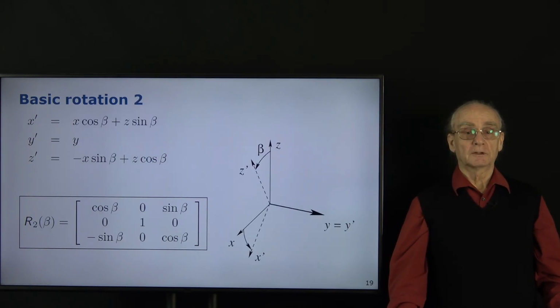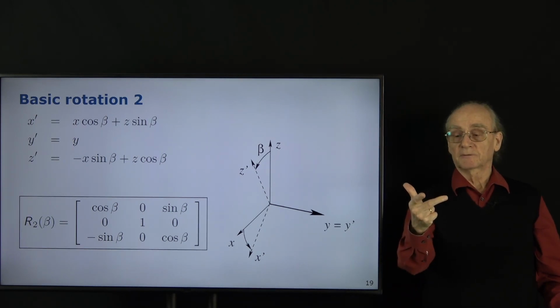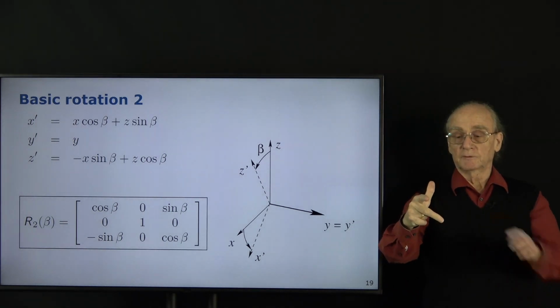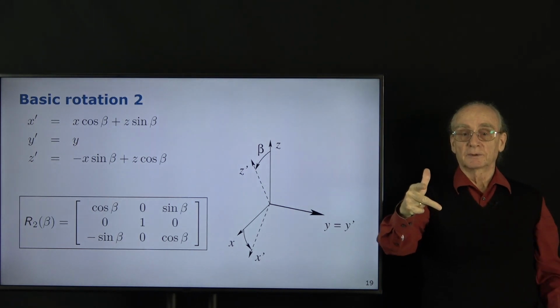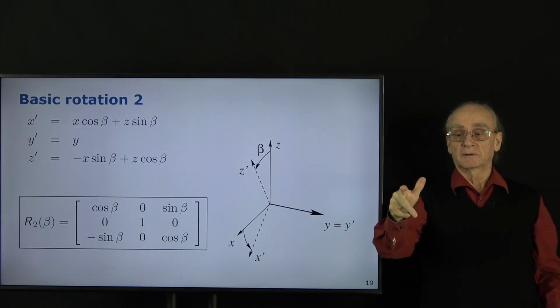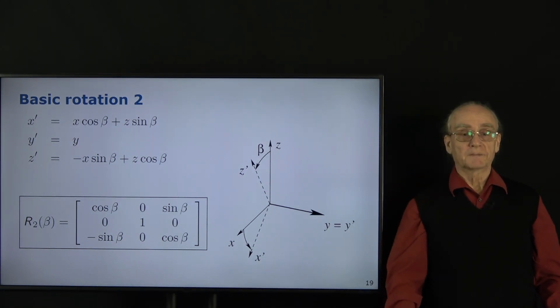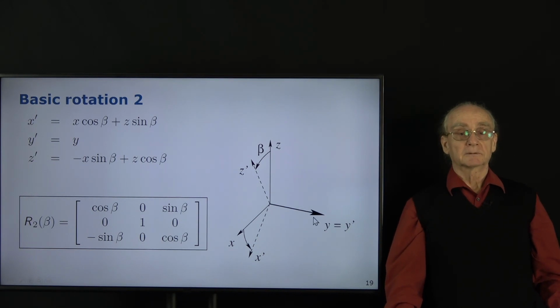Now let's look at the rotation around the y-axis. What happens here? Again, we have the rotation around the y-axis. That means we have such a rotation, if this is the y-axis, we have here the rotation in this way. Now what can we say? Certainly that the y-coordinates don't change. What happens with the z-coordinates?